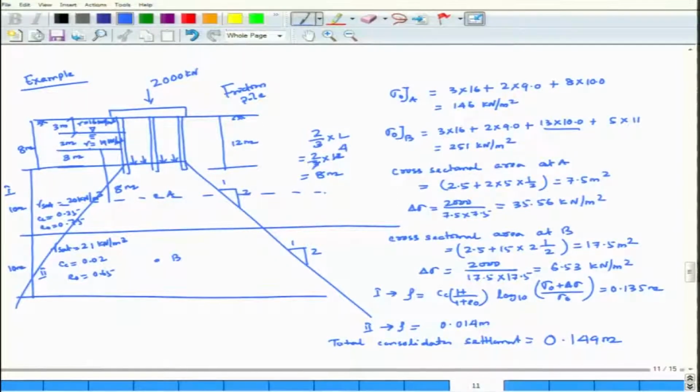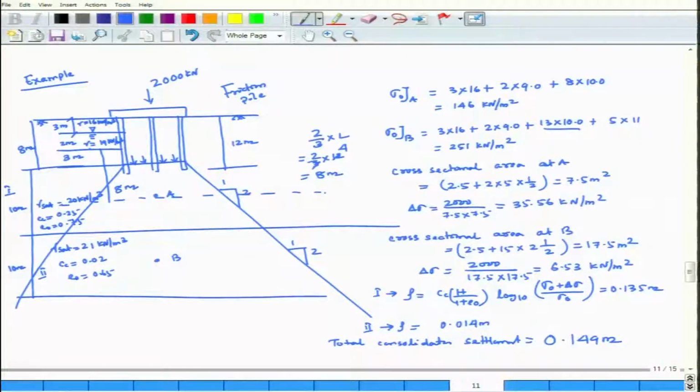I hope you can get it. This is a pile. Once again, a pile group has been given, 3 by 3, and the load coming on the pile group will be 2000 kilonewton. How has it been classified as a friction pile? If you look here, the subsoil profile is the same kind of soil up to a large extent. That is why this pile has been classified as a friction pile, and gamma 16, gamma 19, gamma 20, 21 have been given.